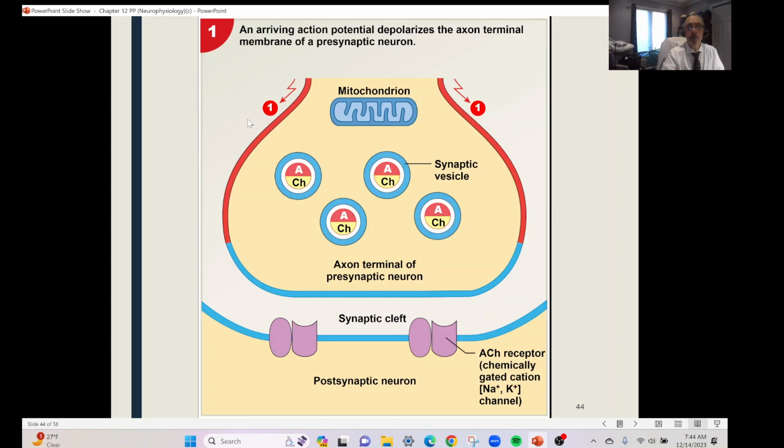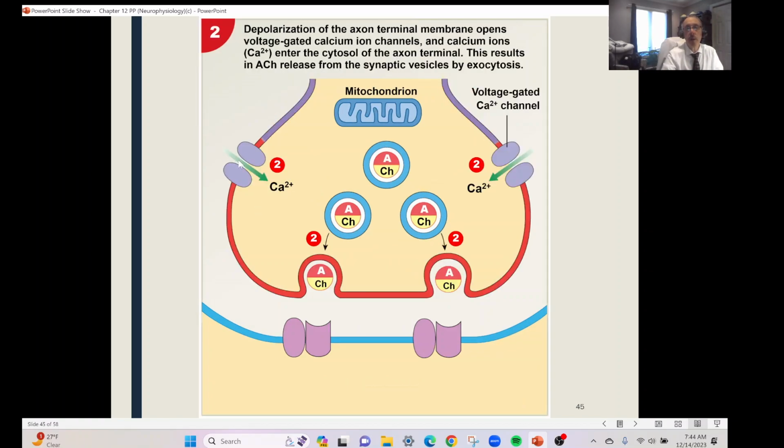Now, that's going to stimulate calcium to diffuse into the axon terminal, which is important. So we can see calcium now comes into the axon terminal. That prompts these synaptic vesicles, which are filled with acetylcholine, to migrate down and fuse with the cell membrane of the axon terminal and release the acetylcholine into the synaptic cleft by exocytosis, right? By that process known as exocytosis. So it's important that that calcium comes in.